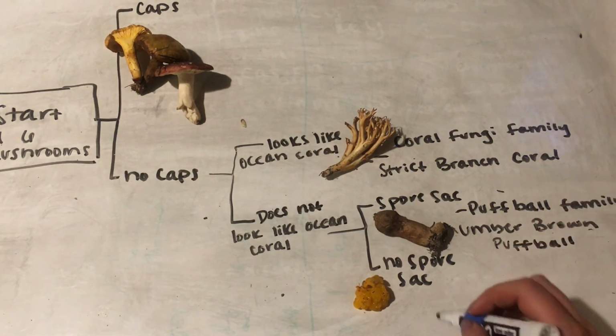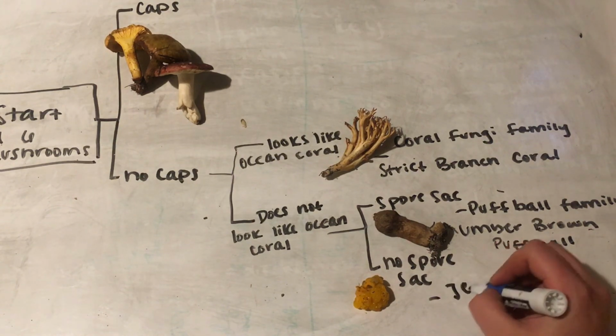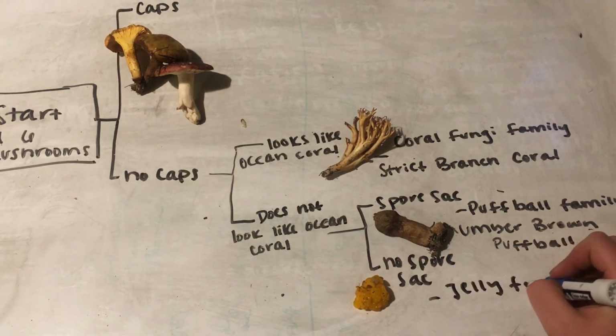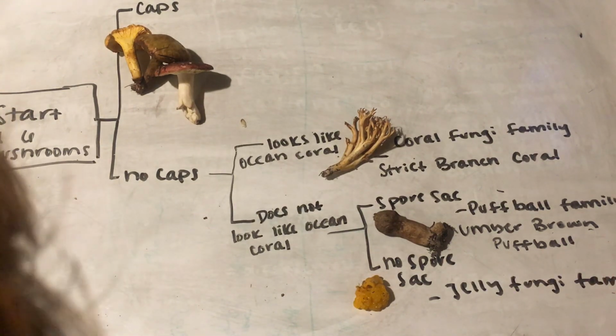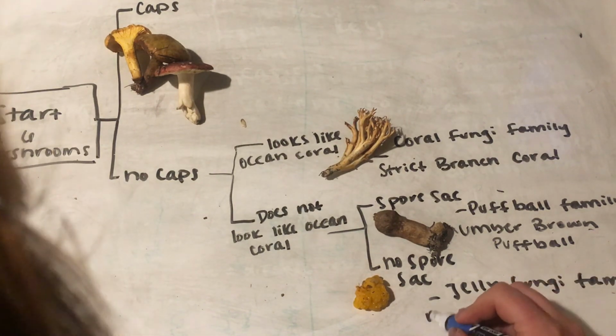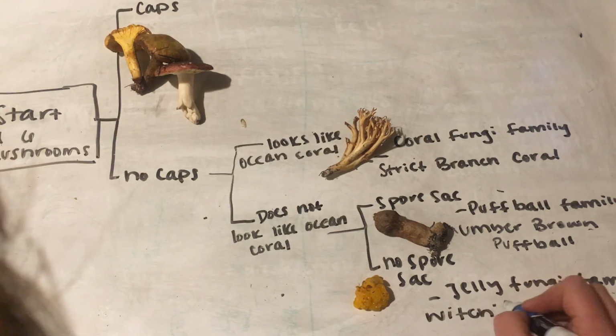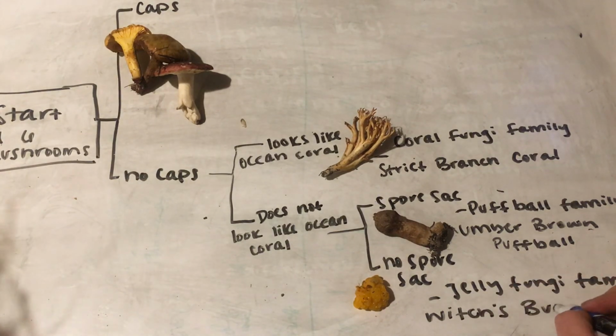Our next mushroom, which does not have a spore sac, is part of the jelly fungi family. Jelly fungi often look and feel like dropped pieces of jelly on the forest floor. This one is called witch's butter. It's orange and usually grows on rocks.